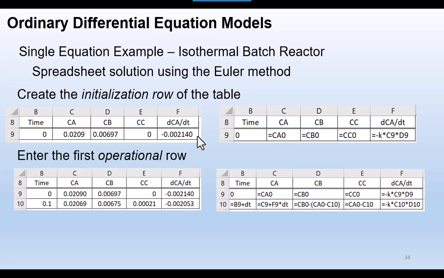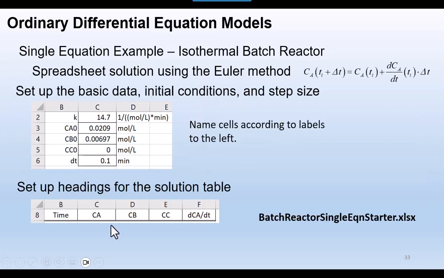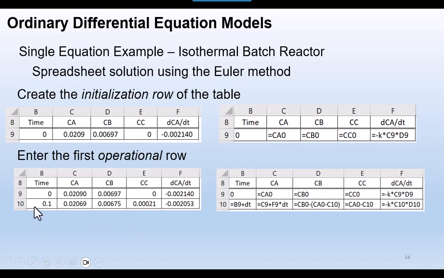And then we create the first operational row, sorry about that, with our time, incrementing our time, doing the Euler method projection, putting in our stoichiometric relationships, and copying down the first rate to the second rate.